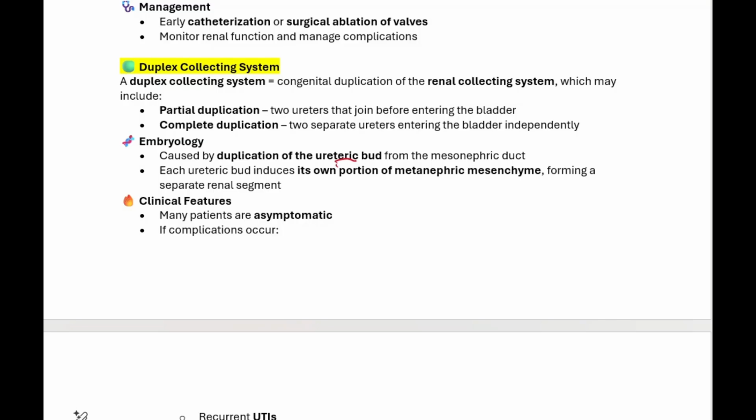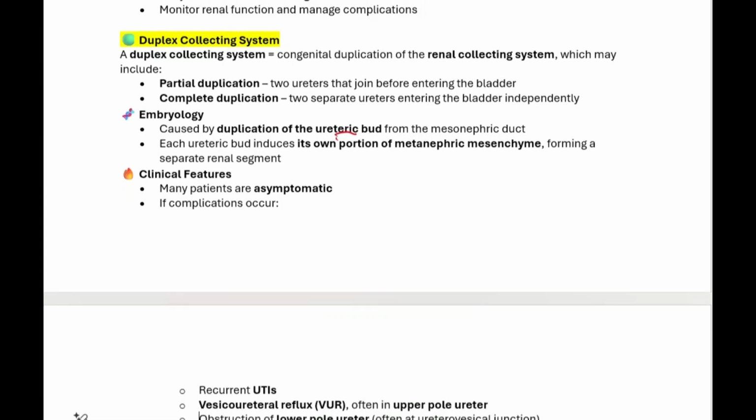collecting system. And what are the collecting system parts again? Right, the collecting duct, the calyces, very good, the pelvis, right, and those come from the ureteric bud. And then each ureteric bud induces its own portion of metanephric mesenchyme, thereby forming a separate renal system.